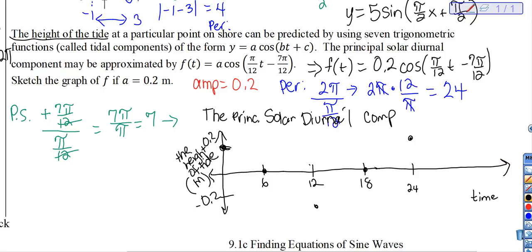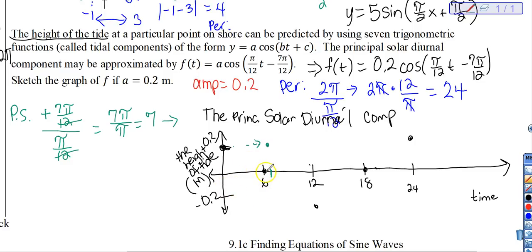Everything's shifting to the right 7. So basically, I'm going to go past 6 o'clock to 7 o'clock, and now it's high tide because I'm shifting everything to the right. So at 7 a.m., maybe if this is starting at midnight, that means it's high tide, or 7 p.m. if we're starting at noon. Just depends on the starting hour.